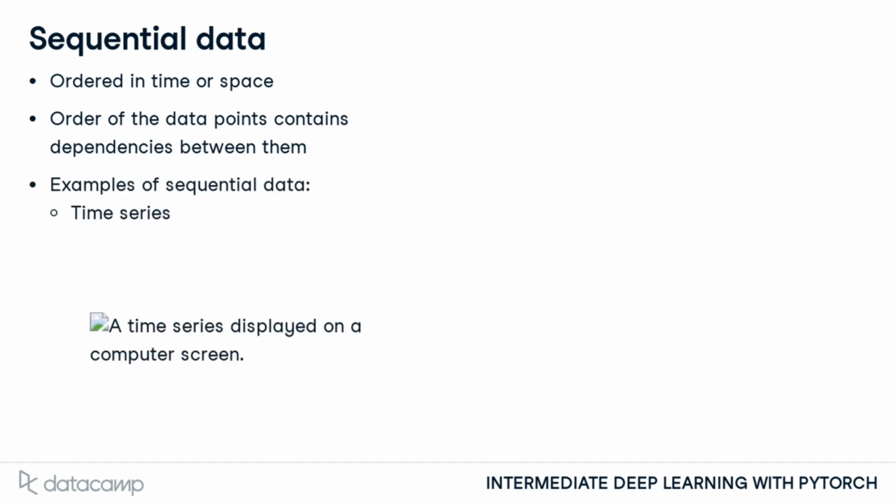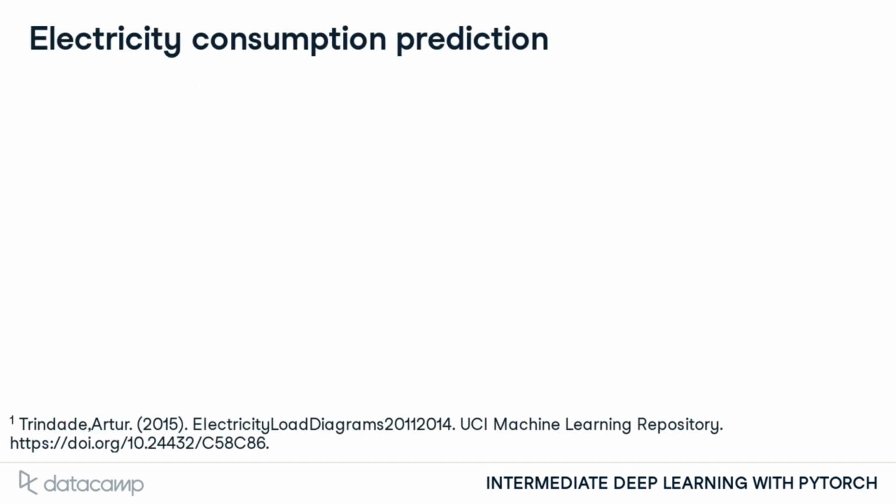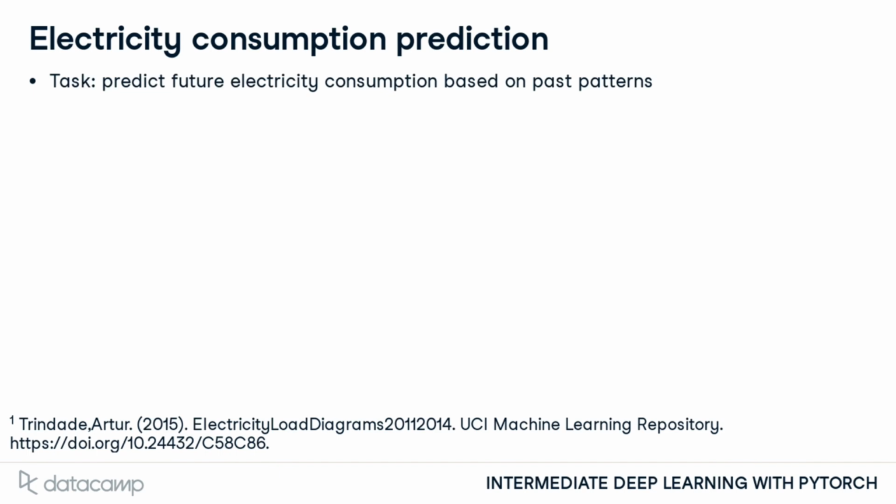Time series data recorded over time like stock prices, weather, or daily sales is sequential. So is text, in which the order of words in a sentence determines its meaning. Another example is audio waves, where the order of data points is crucial to the sound reproduced when the audio file is played. In this chapter, we will tackle the problem of predicting electricity consumption based on past patterns.